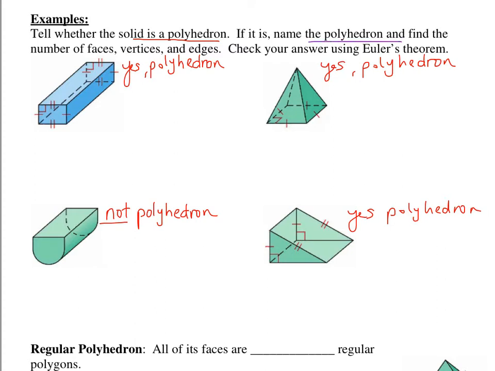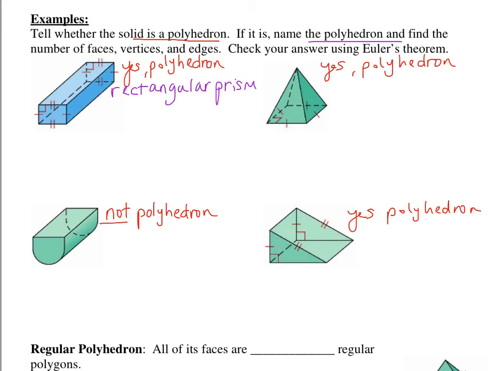So this first one, because the bases are rectangles, it is a rectangular prism. And the reason I know it is a prism is because I have two sides or two faces that are parallel to each other and they are congruent to each other. So I really could look at these two rectangles in the front and the back, or they could be on the bottom and top. It just depends on how you want to look at it.